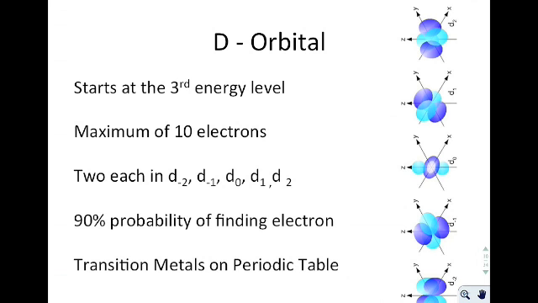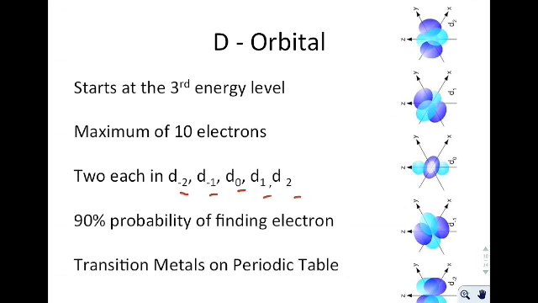Now, for elements that are larger than 36, you have things like the d orbital. The d orbital starts at the 3rd energy level and can hold 10 electrons because you can't do x, y, and z anymore since there's 5 of them. So we say d minus 2, minus 1, 0, 1, and 2. What that tells me is that there are 5 different orientations of this particular d orbital. Once again, the orbital represents the 90% probability of finding an electron.